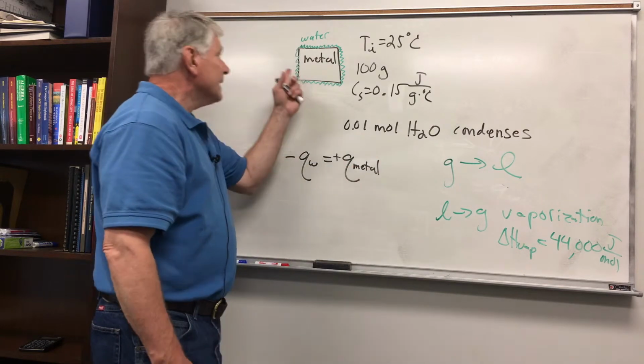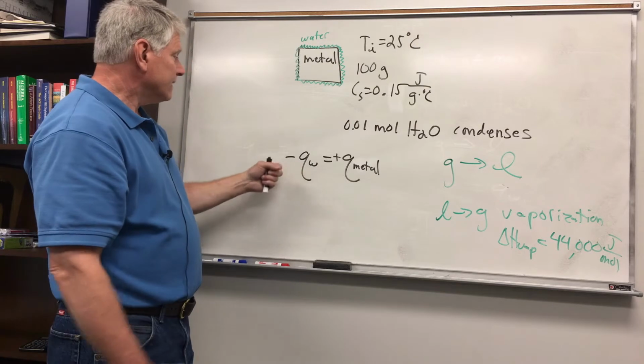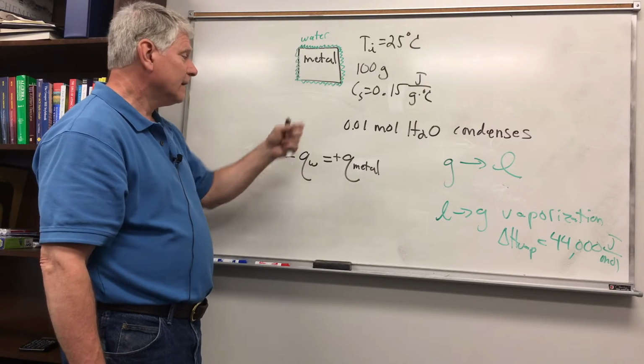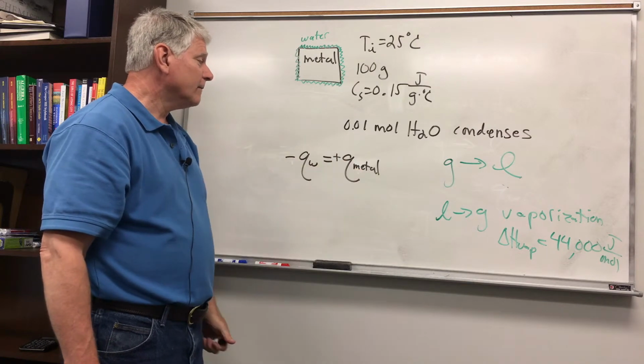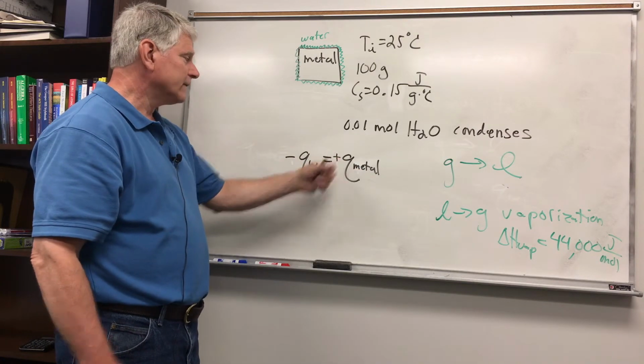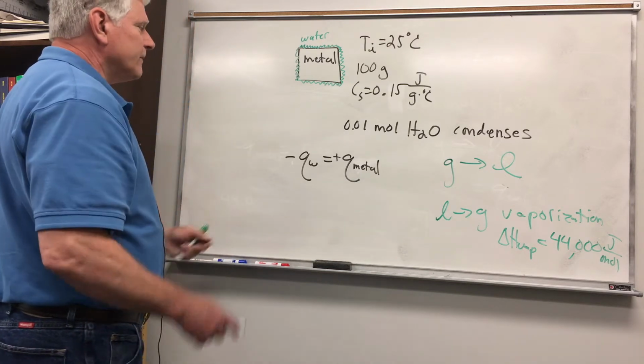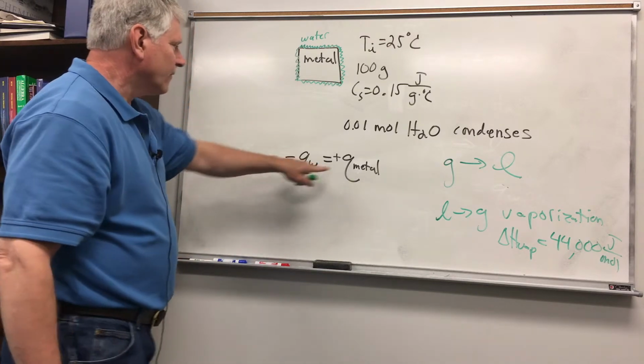So water will be giving up heat, releasing heat. So we'll use a negative sign showing that water is releasing heat, and the heat will be gained by the metal. So we use the plus sign for the metal. Okay, so now we just need to put in our expressions for heat.